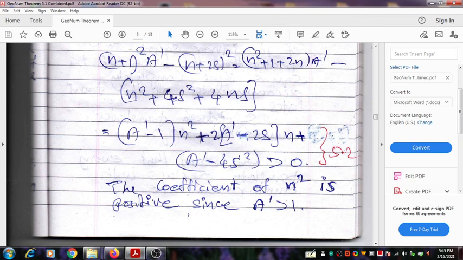We analyze this expression. In the first term, you have a prime minus 1. This a prime is greater than 1 in the first case that we are considering. So a prime minus 1 will be a positive quantity, and that positive quantity will be multiplied by n square.